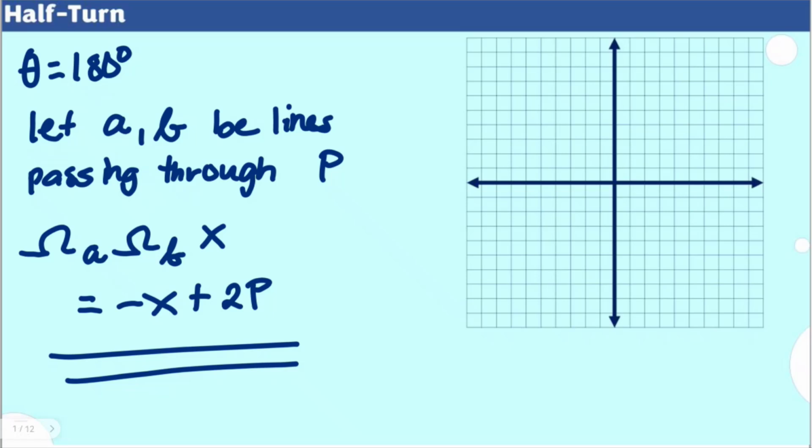But then again, the half turn here is not just specific to the axes. For example, say we have these two lines, this line and another line here. That would mean their point of intersection, this one here, is our point P. And say we have point X, and we are determining the half turn of this, or in short, its rotation of 180 degrees with the fixed point at P.